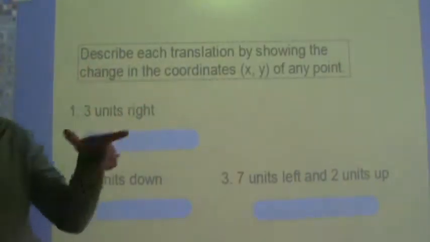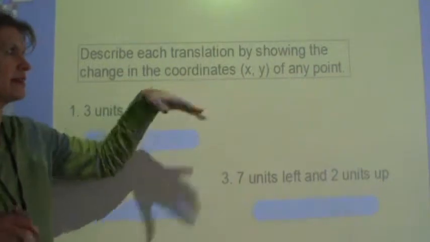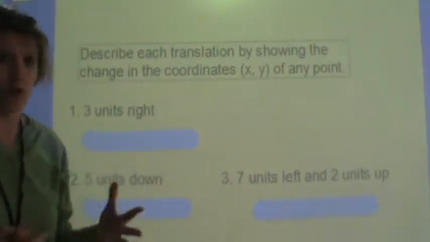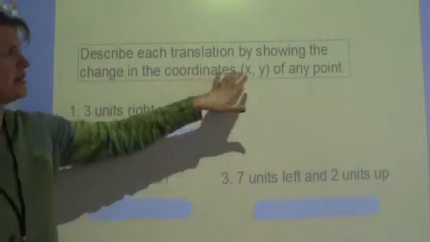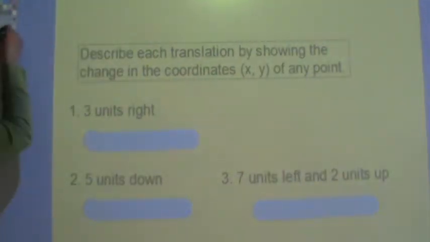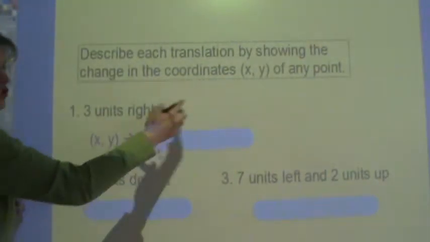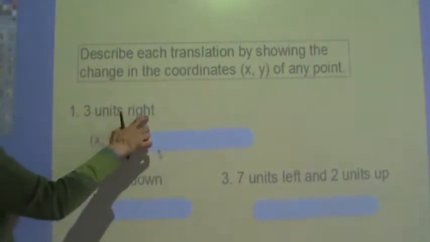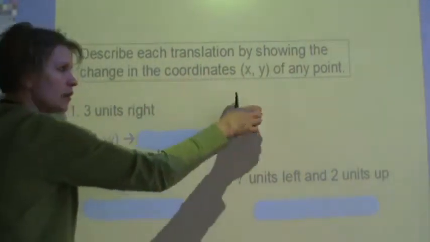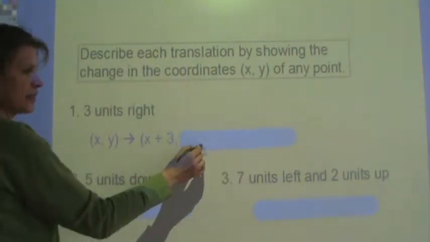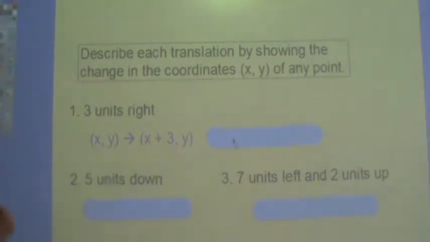All right, now this one we're going to write the rule. It says describe each translation. That doesn't mean in words, that means write a rule. Describe the translation by showing the change in the coordinates (x, y) of any point. So we're going to take our (x, y), and if it's going 3 to the right, that's my x value. If it's going to the right, it's going to increase by 3, so it's x plus 3. It's not moving up or down, so my y is going to stay the same.